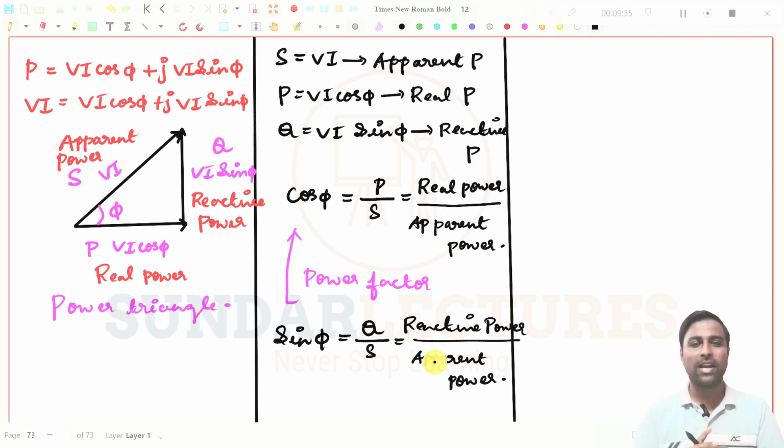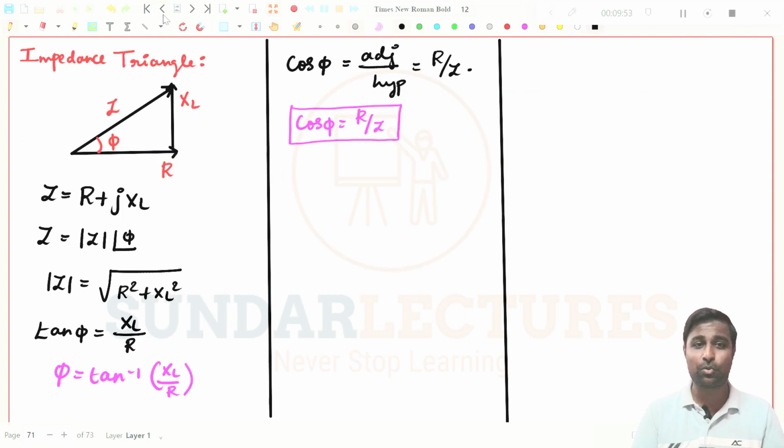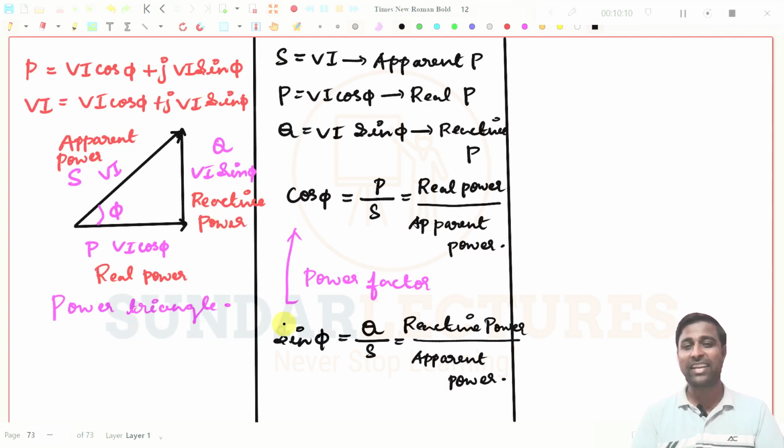So you need to understand what the cos pi term is. I have already told you that the sin pi term and cos pi term will give you so much idea about the AC circuit parameters. This cos pi can be written as real power by apparent power, and it can also be R by Z, resistance by total impedance. How can you relate these two terms? Only the resistive circuit, only the resistor, will get the real power.